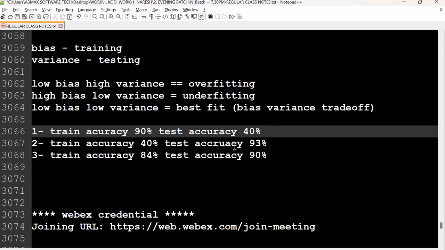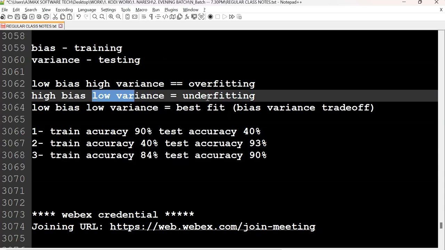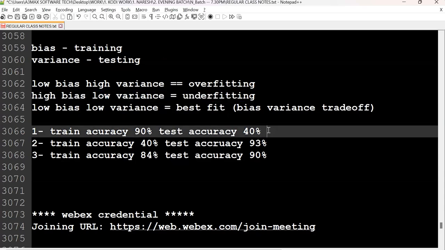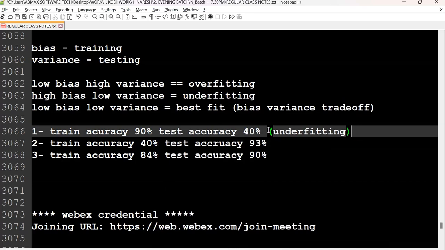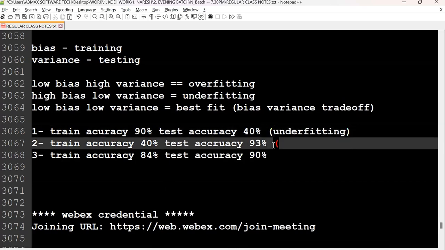Listen to this. Test accuracy means what? Variance. Low variance, high bias. Underfitting or not? So this one is underfitting. Guys, are we clear? Now, what about this one?